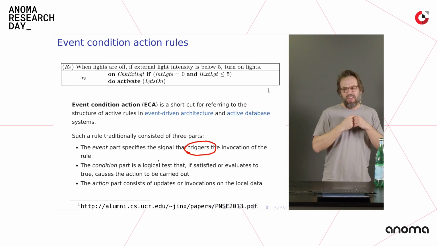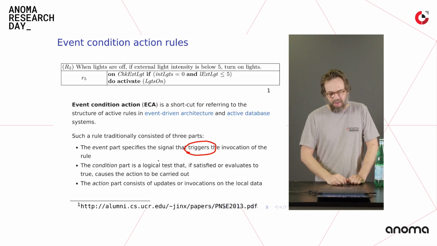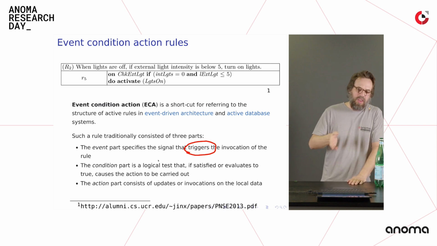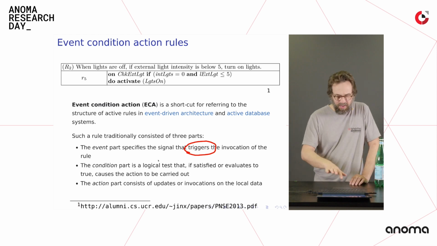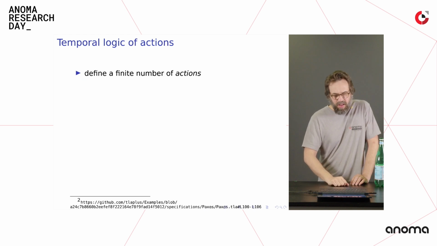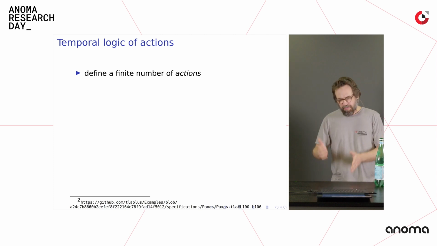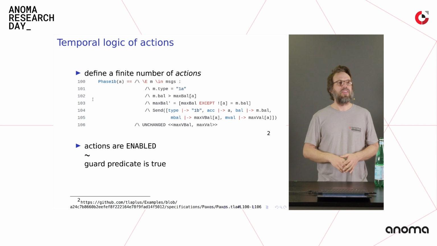Okay, so if you go to Wikipedia and look up even condition action rules, you will find this word trigger, which is the one that we use instead of event, because event again is a little bit overloaded. Last but not least, two sentences of temporal logic of actions. There we have actions defined in a fun syntax if you have the right spirit.